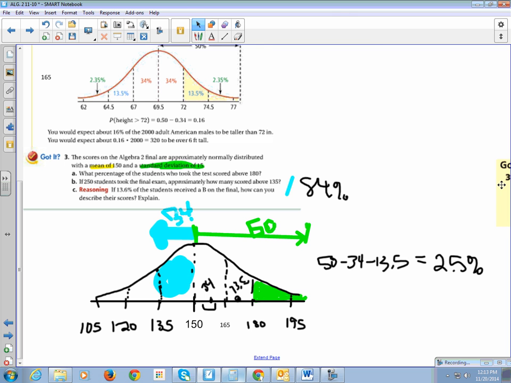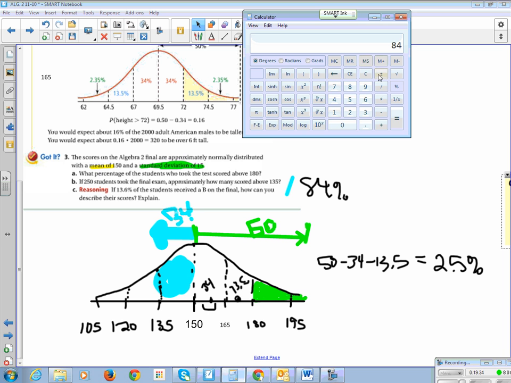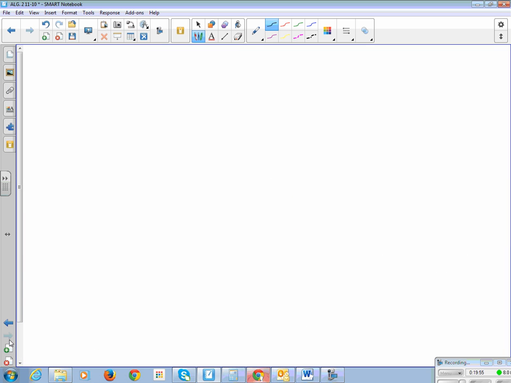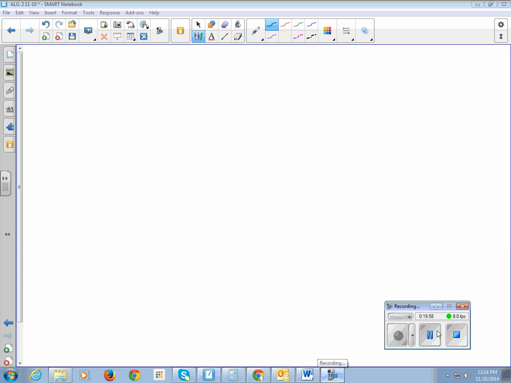And let's double check. Let's finish out this problem. If there are 250, 84% of 250 is 210 students. All right, that does it for our distribution.